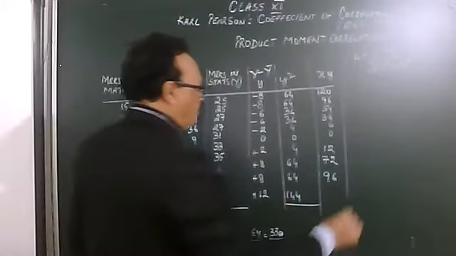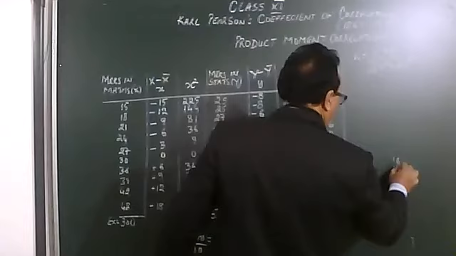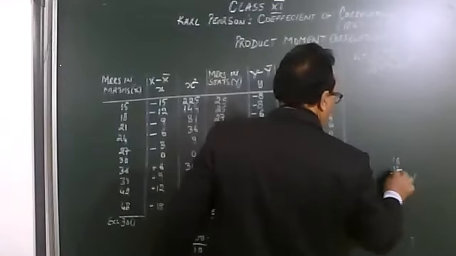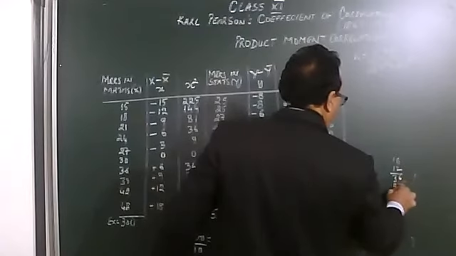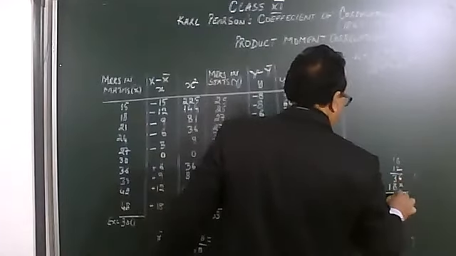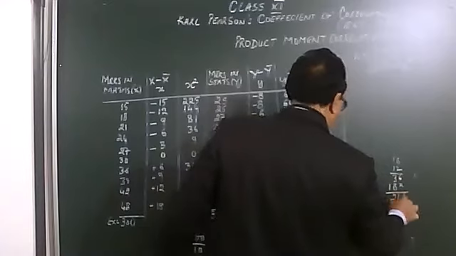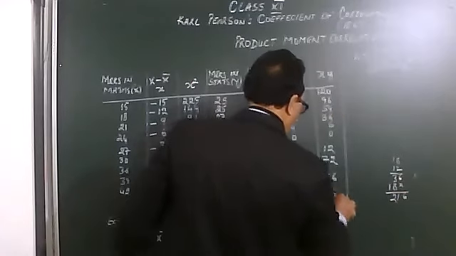18 into 12. 18 and 12. 2 8s are 16. 2 1s are 2, 1, 3. 1 8 is 8. 1 1 is 1. 8, 9, 10, 11. 216.